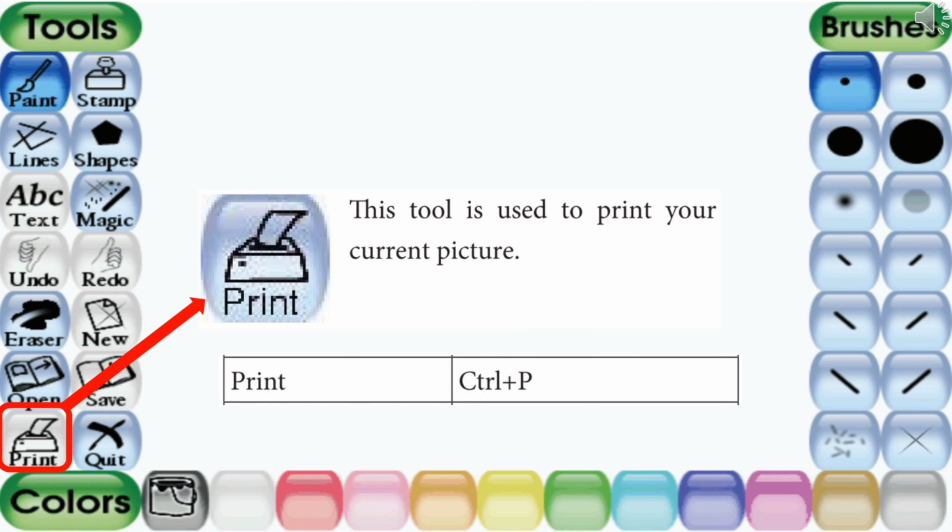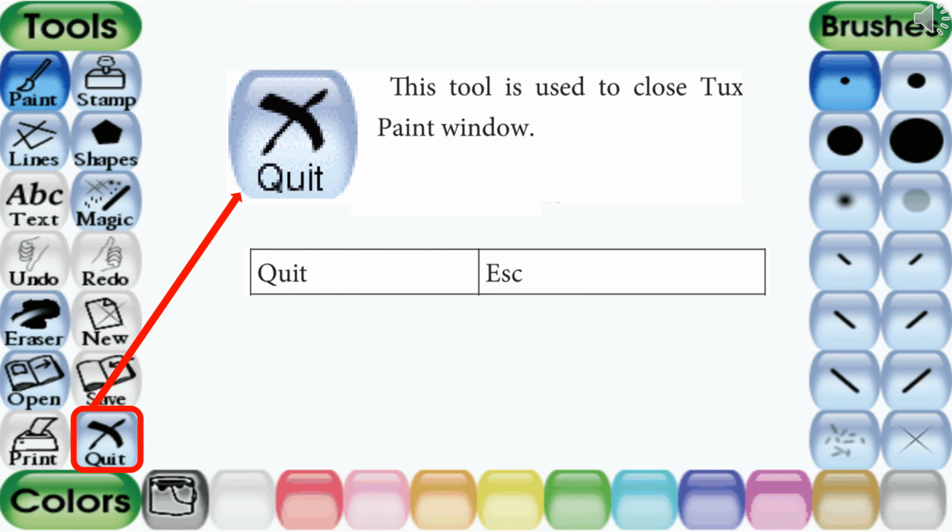Print. This tool is used to print your current picture. The keyboard shortcut for print command is Ctrl plus P. Quit. This tool is used to close TuxPaint window. The keyboard shortcut for quit command is escape button.